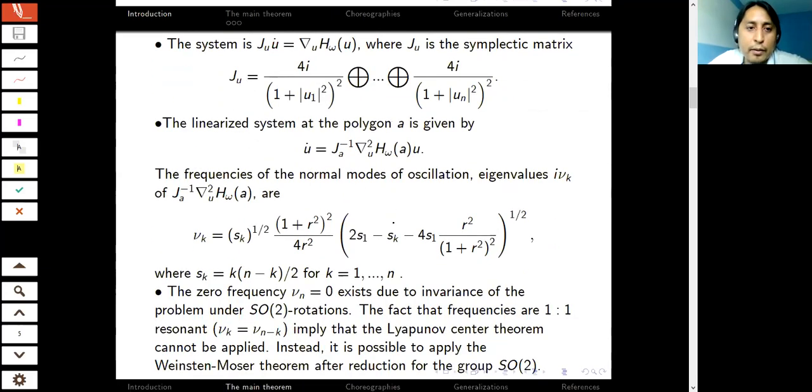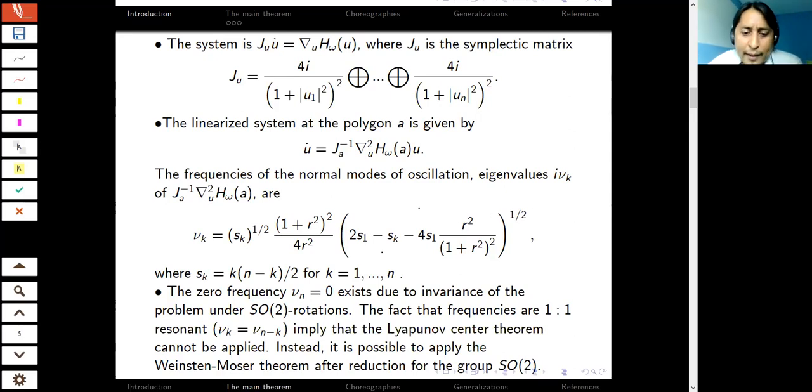Okay, so if one takes this equilibrium and linearizes this system and obtains these matrices, it's not too difficult to compute, using the fact that one has a lot of symmetries for the polygon, that the frequencies of the normal modes of oscillations are these values. Here I have them in terms of the radius of the polygon, and then some numbers. Here I have in terms of the radius as well. And then there are some numbers that appear, which is sk, s1 minus sk, 2 s1 minus sk minus 4 s1, multiplying this function of the radius.